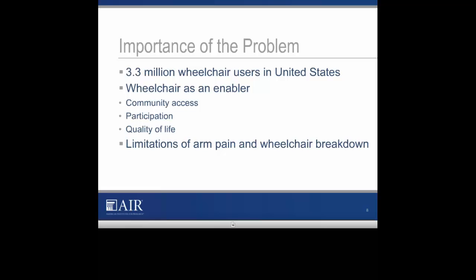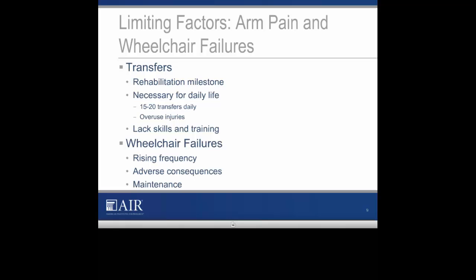So it's necessary that we move forward and find ways to maximize the enabling benefits that this technology is able to provide, while also minimizing secondary conditions associated with wheelchair use. The University of Pittsburgh has looked at a lot of different aspects of wheelchair technology, but two areas of focus for us have been wheelchair failures and prevention of arm pain related to overuse, and that's where this project comes into play.